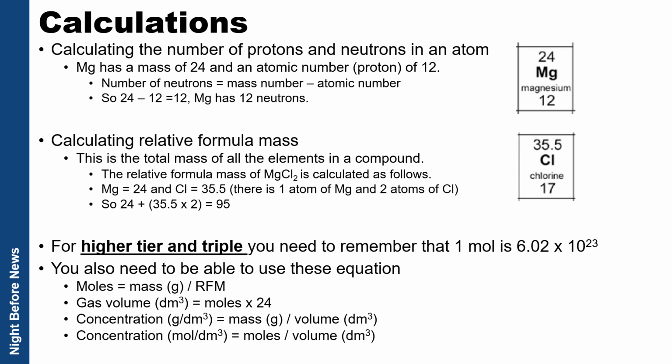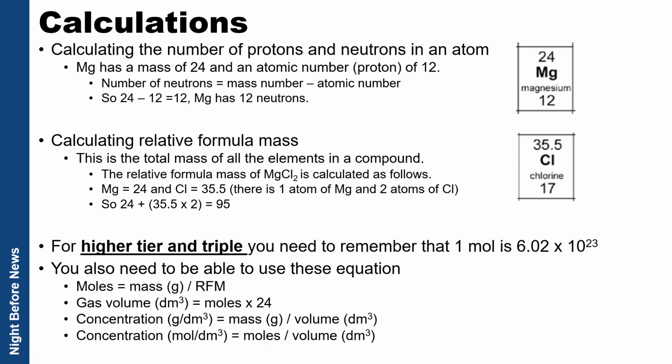Now, how do we use that? Well, we can use this information to work out how many moles of a substance we've got if we know the mass of that substance and the relative formula mass. So moles is equal to the mass of something in the question divided by its relative formula mass. If we want to work out the volume of a gas, you need to work out how many moles of it you've got and then multiply the number of moles by 24, and that will give you the volume in decimeters cubed. Now concentration can be calculated in 2 ways.